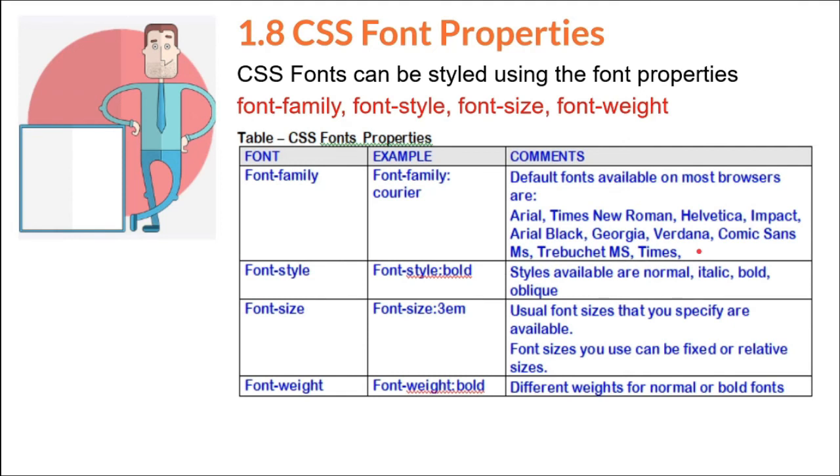Okay, moving on to the font style, we can apply different styles to the font. So we can say font-style: bold, which bolds the text. The styles available are normal, italic, bold, and oblique. Font size: we can specify a font size for text that's being displayed. We can say, for example, font-size: 3em, which is a relative measurement. Font sizes that you use can be fixed or relative sizes.